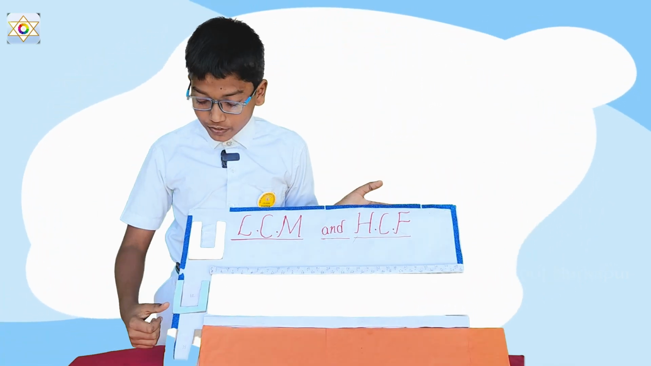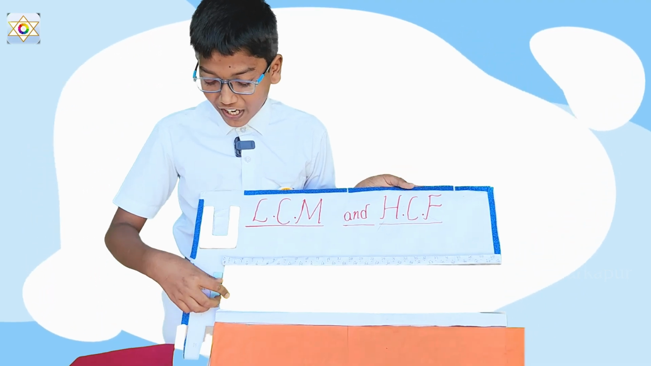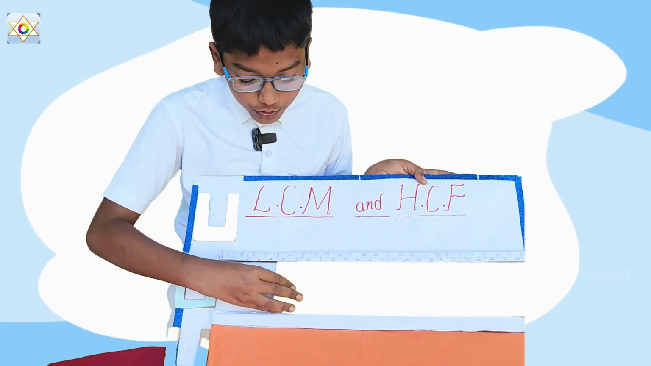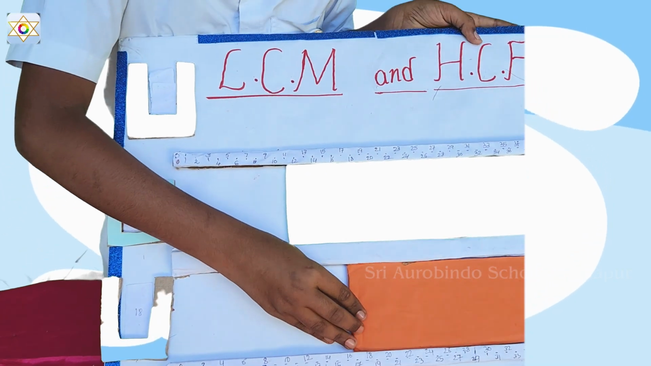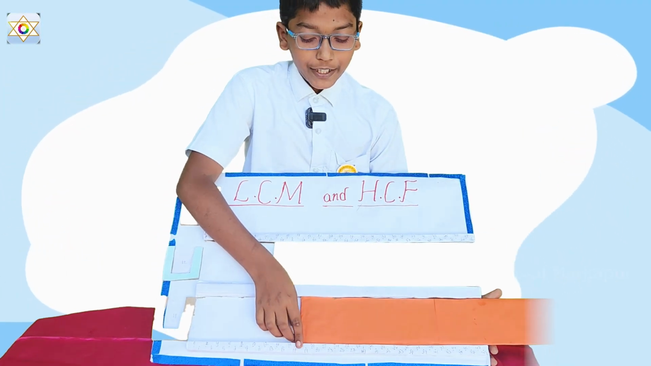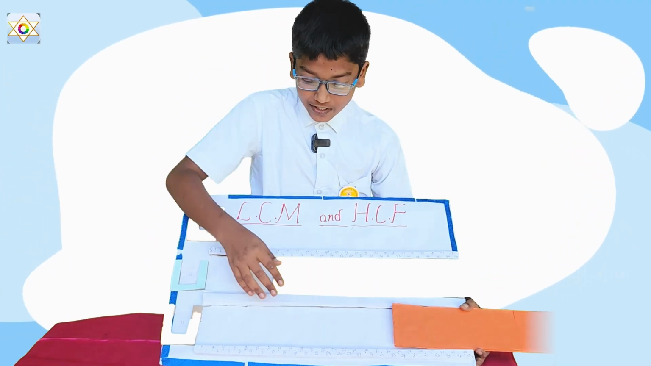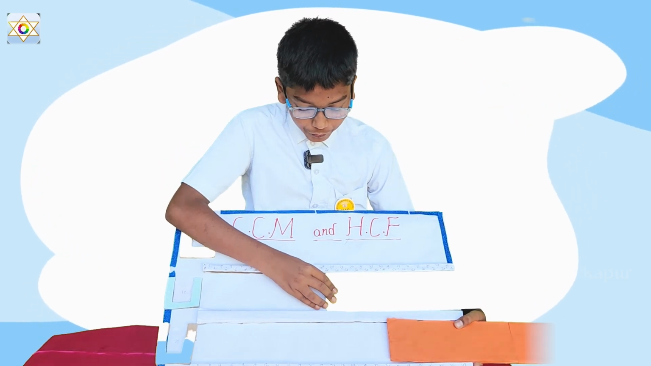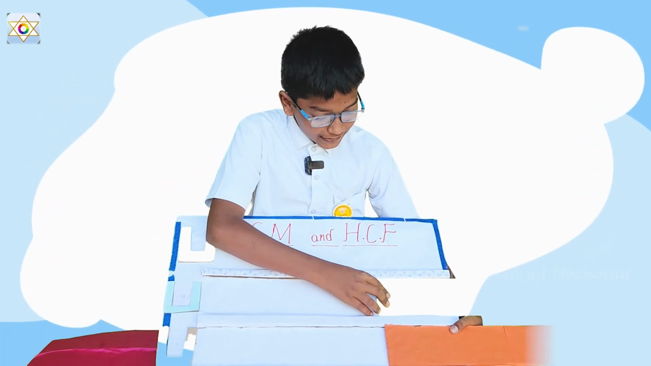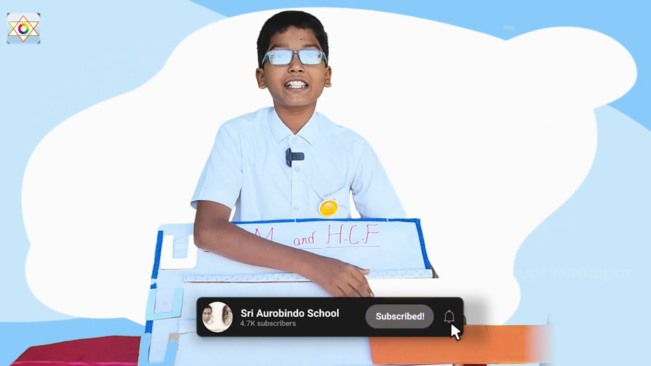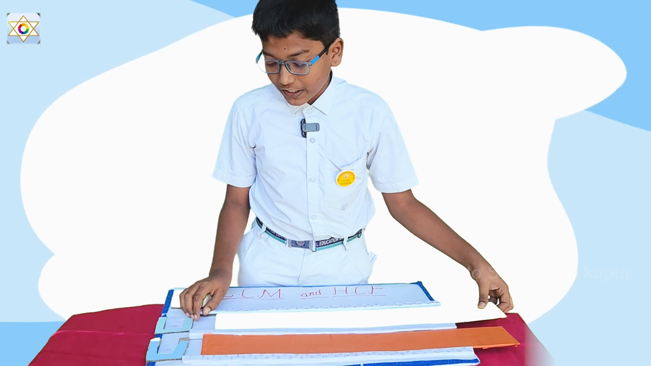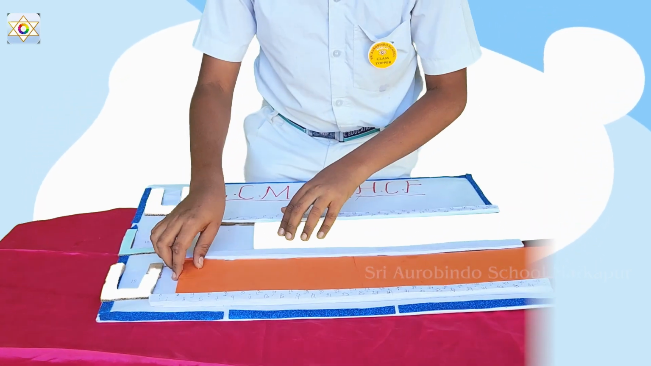I choose the values 12 and 18. First we have to move the green one to 12 and the orange one to 18. 18 2s are 36. 12 2s are 24. 12 3s are 36. The least common multiple of 12 and 18 is 36. Let us go to HCF for the same question.